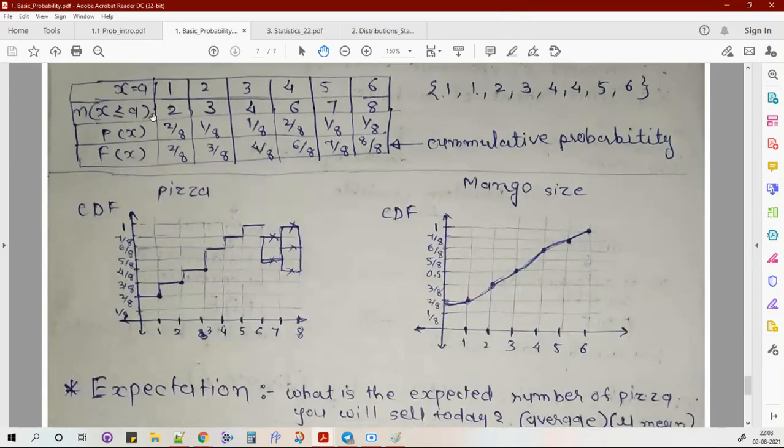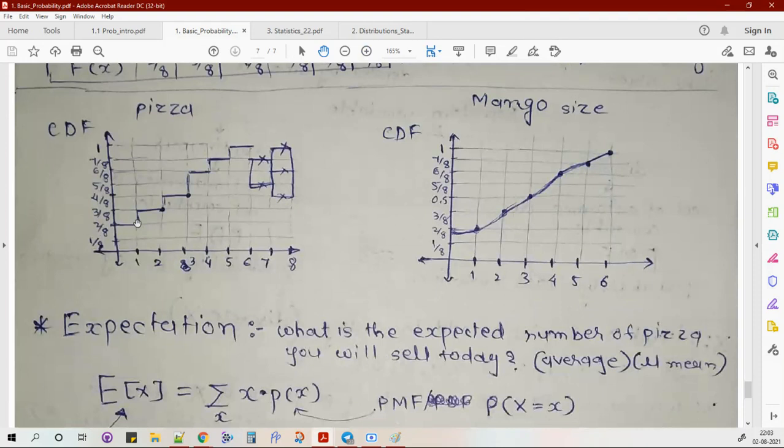So I will take 1, 2, 3, 4, 5, 6, and I will plot it. So from 1 to 2, I have to go to 2 by 8. Then again after 1, right? Because it is less than or equal to 1, right? There is also one common confusion I even had, about where to stop, like where to give this step.